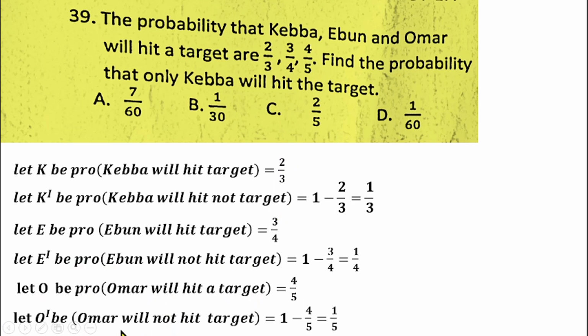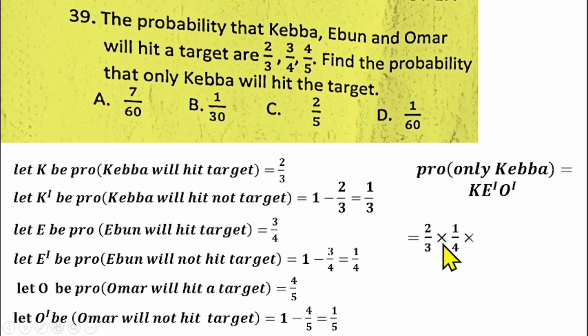And O prime will be the probability that Homer will not hit the target, that will be 1 minus 1/4, which is 1/5. Therefore, the probability that only Keba will hit the target will be the probability that Keba hits the target, multiplied by the probability that Ebun will not hit the target, and the probability that Homer will not hit the target. So that's how to find the probability that only Keba will hit the target.